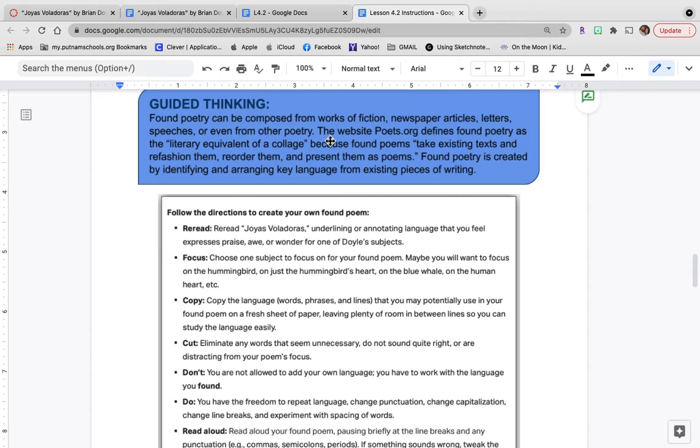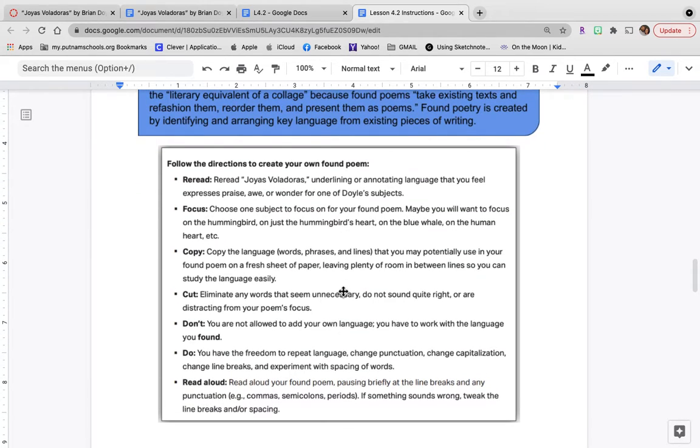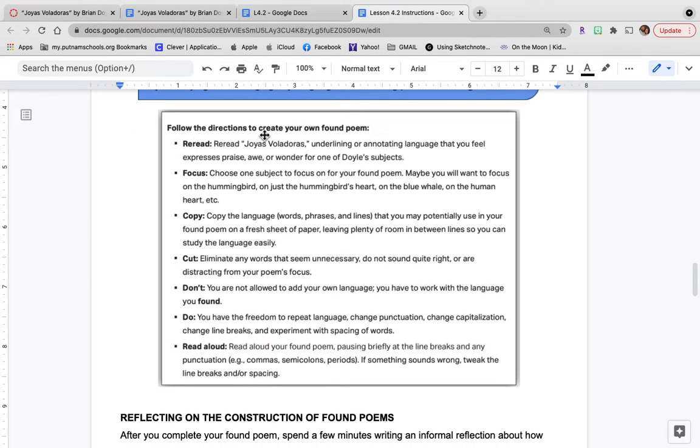If this helps you, please read it. I hope it helps. If it doesn't, don't worry about it. It's just there for extra help. So you're going to follow these directions to create your found poem.